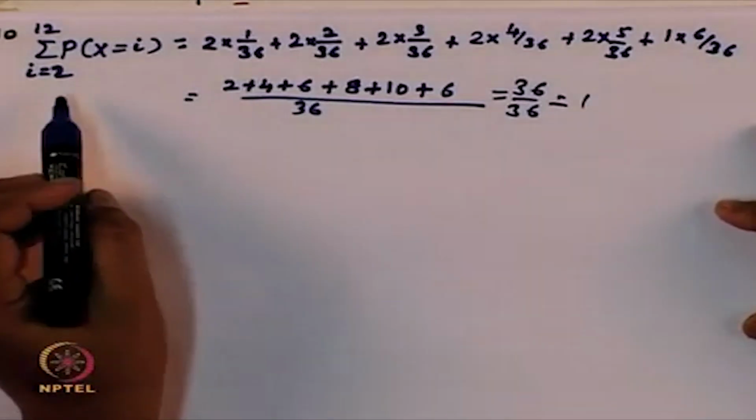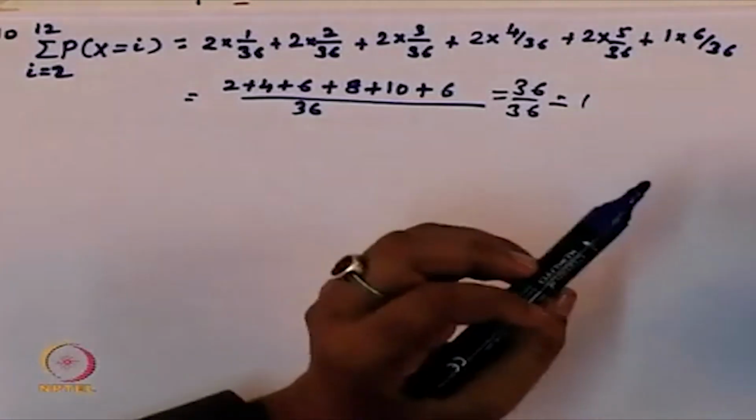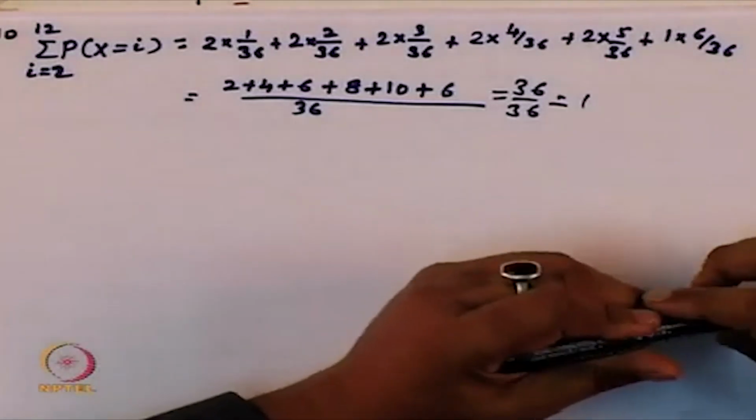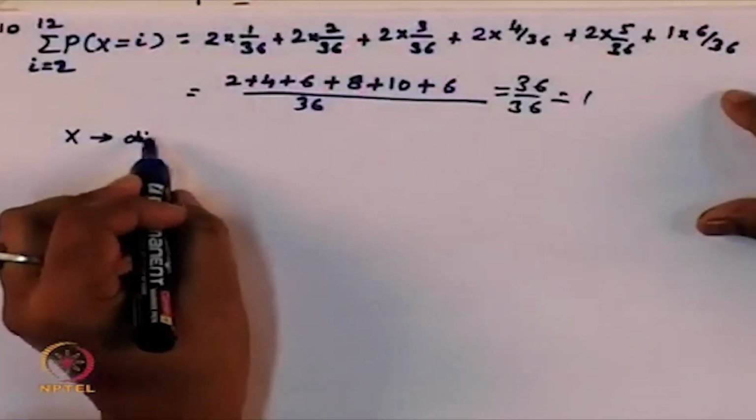Okay. So, what you see is for a random variable, x in our case is a discrete random variable, and I can determine that the summation of probability of x equal to i over the entire sample space is equal to 1. Okay. So, you can define any random variable, and in this particular case x is a discrete random variable.